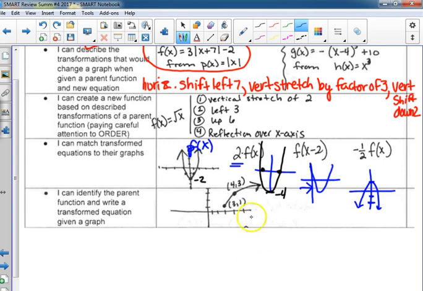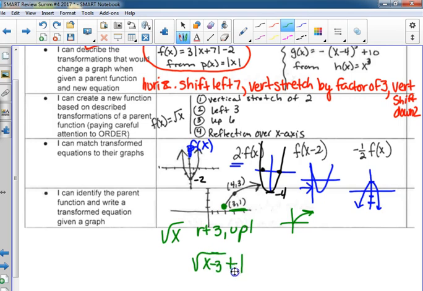Write an equation. Who's the parent? Anybody recognize this one? Square root of x. Okay, can you tell me where things go? Okay, so I'm assuming this point right here, it used to be at 0, 0, right? With an absolute value graph, so it shifted right 3, up 1. How do we do that? Good job.